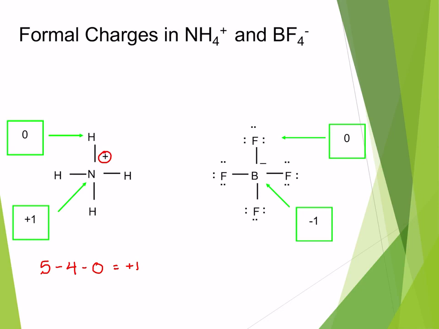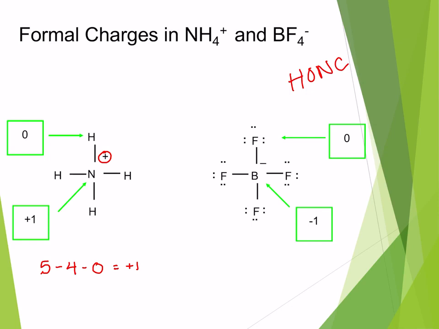The fluorine's a halogen, so halogens typically make 1 bond. So I don't usually calculate formal charges on these peripheral halogens, because as long as they are making 1 bond, they have a formal charge of 0. Things that are following the octet rule, that we talked about last time, have a formal charge of 0. It's just when it starts to break this rule that things get interesting.